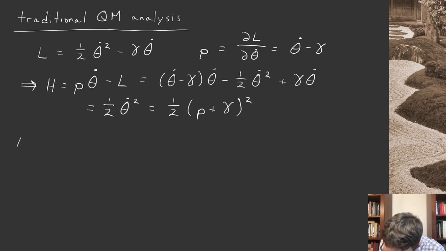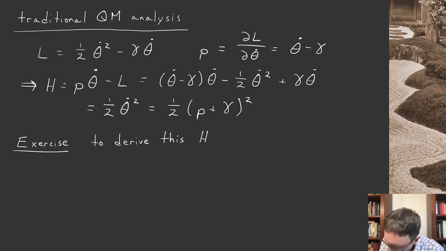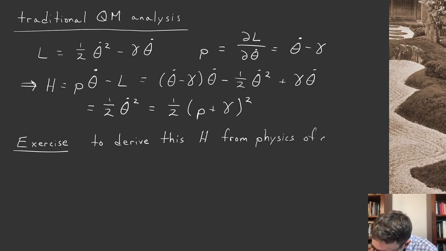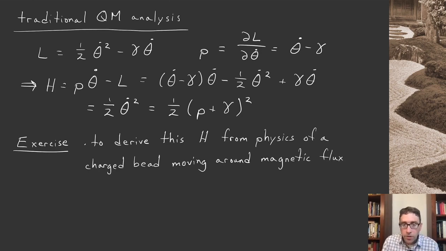And I have a little exercise for you, the first of many, which is to derive this Hamiltonian from the physics of a charged bead moving around some magnetic flux and also constrained to this circular wire. So the idea of this exercise is to try and figure out what the constants are, to figure out how the magnetic field and the charge and the mass and the radii go into setting the constants in this Hamiltonian. All right, but anyway, that's an aside.